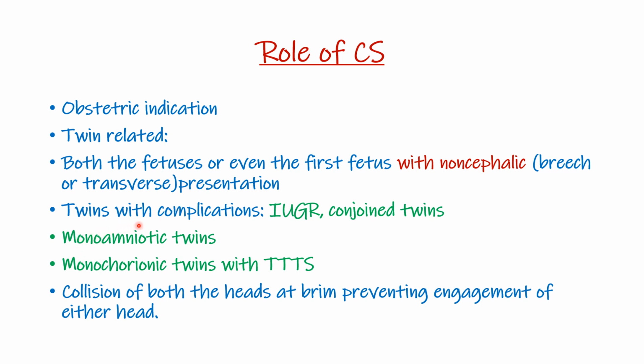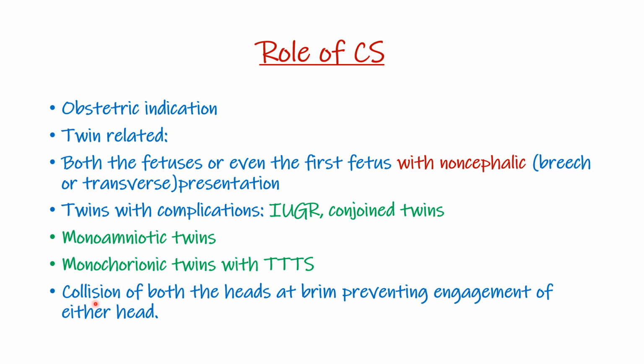So twin complications, we have intrauterine growth restriction. When you have these twin complications, it's also an indication for cesarean section. That is intrauterine growth restriction and conjoined twins. In addition to that, monoamniotic twins, twins that share the same amniotic sac. And next is monochorionic twins with twin to twin transfusion syndrome.